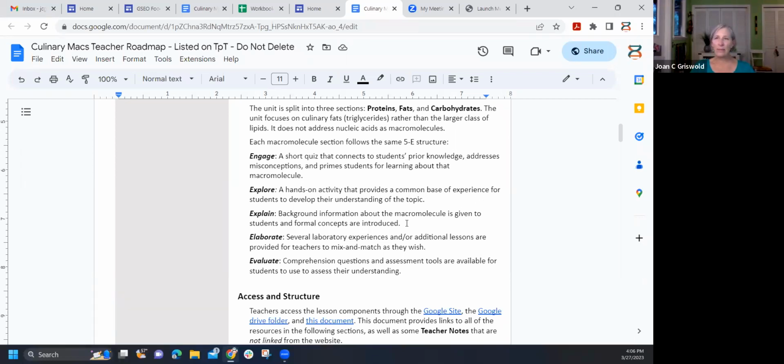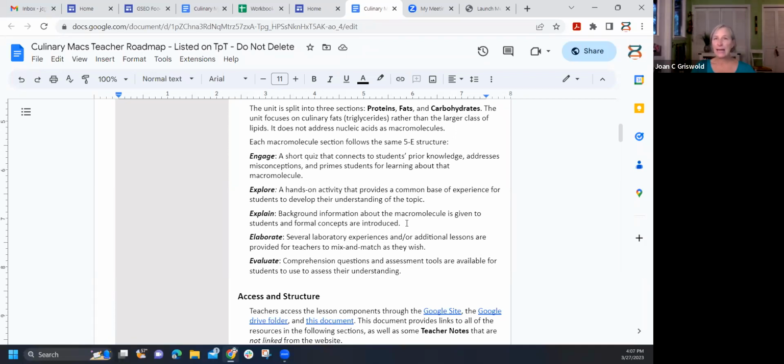Every one of the macromolecules starts out with the Engage, which is a short little PowerPoint quiz, very low stakes. Then there's an Explore activity, which is something students would do hands-on. Then there's an Explain, the direct instruction portion, where there's a lot of information on the website, pictures, and background reading. And then the Elaborate is where you will find a lot of different labs. These labs are mostly culinary labs.